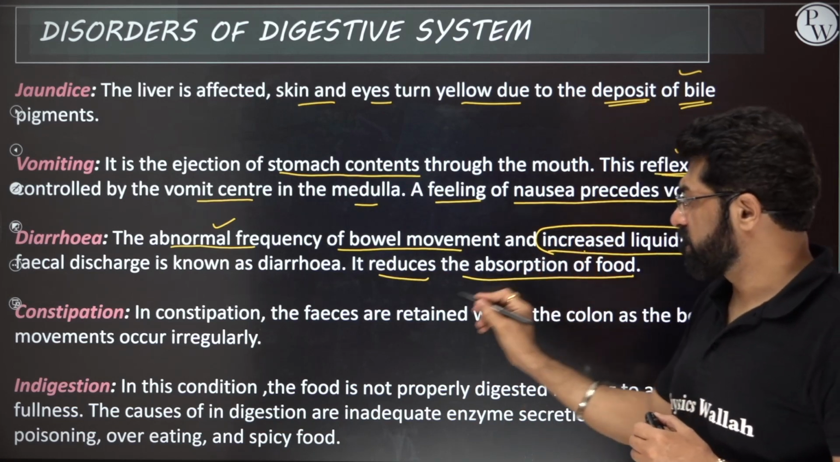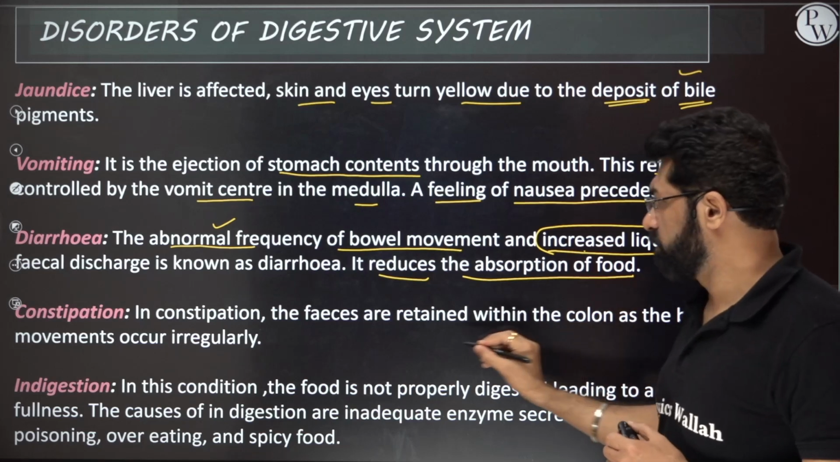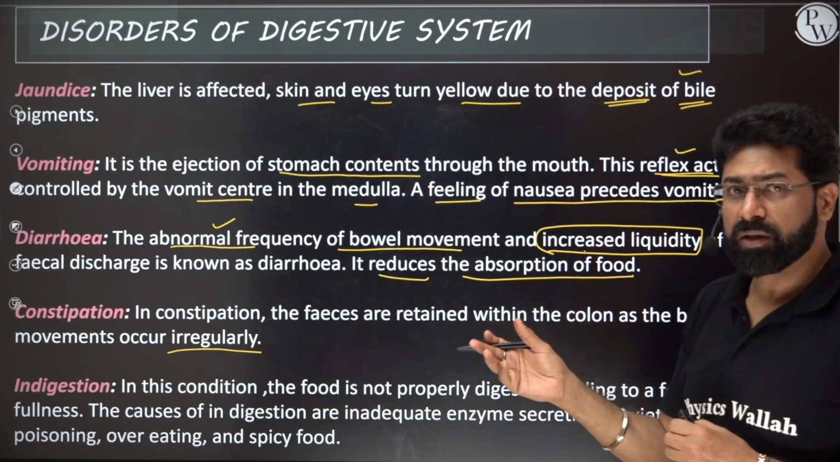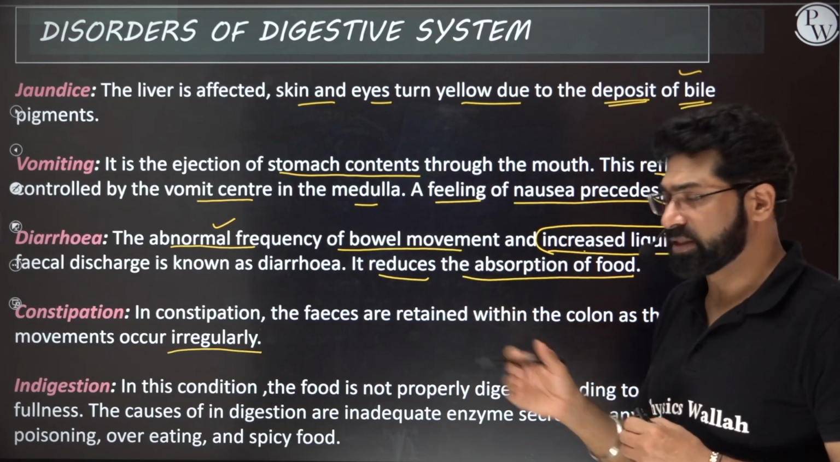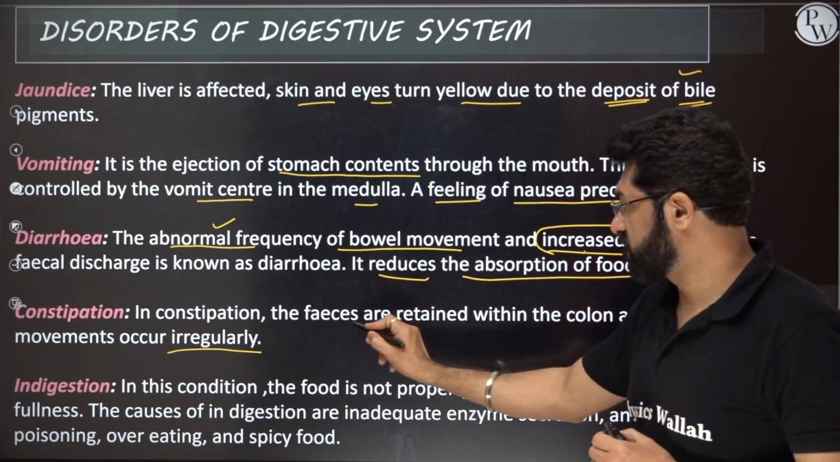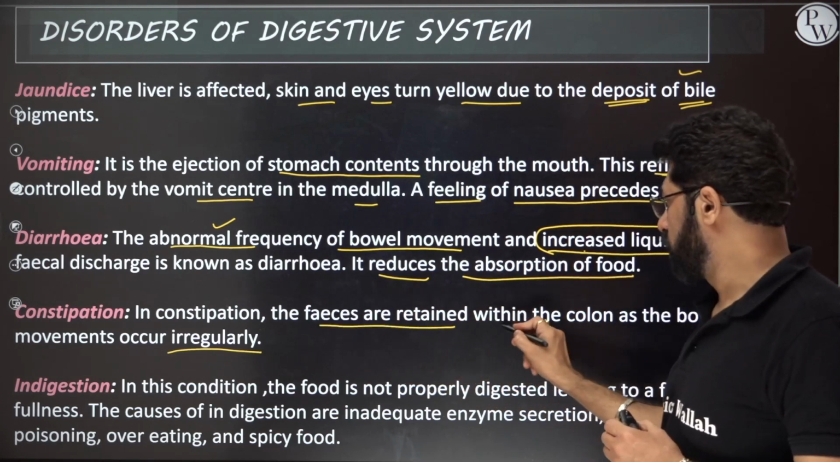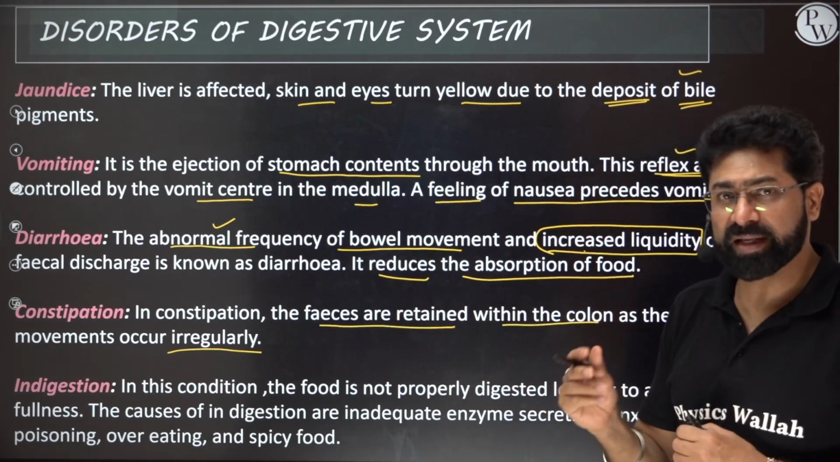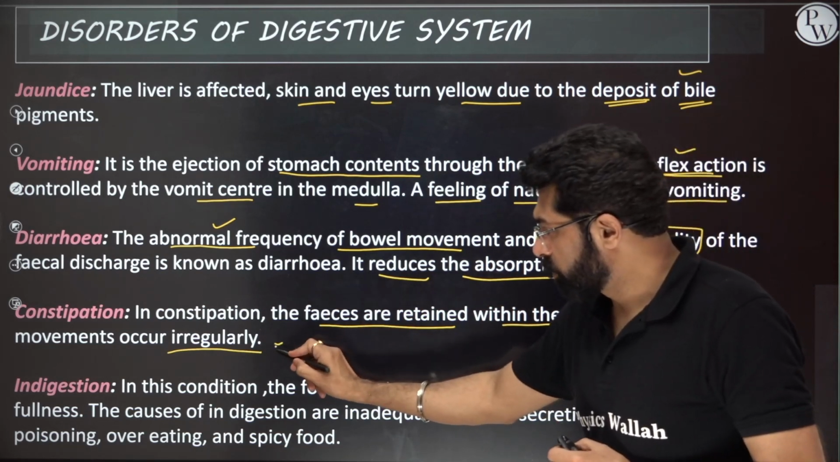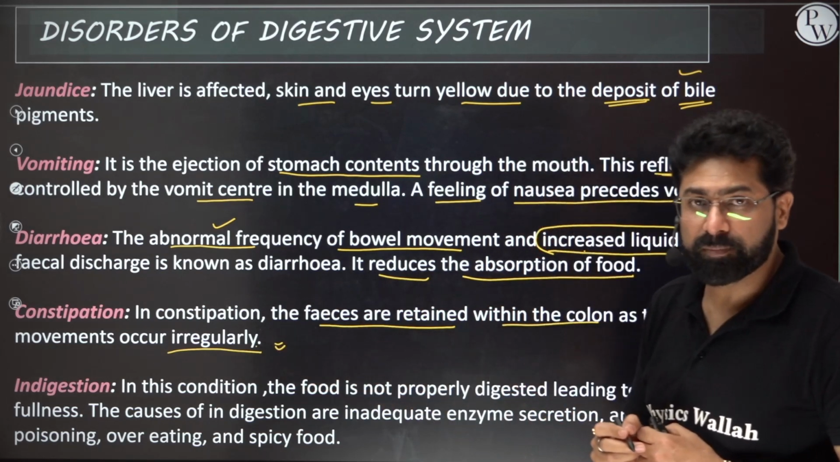Next comes constipation. In constipation, the bowel movements become irregular. They're not regularly eliminating those feces. So it is retained for a longer time. The feces are being retained for a longer time in the colon as compared to normal time. So that is why the bowel movements are occurring irregularly.